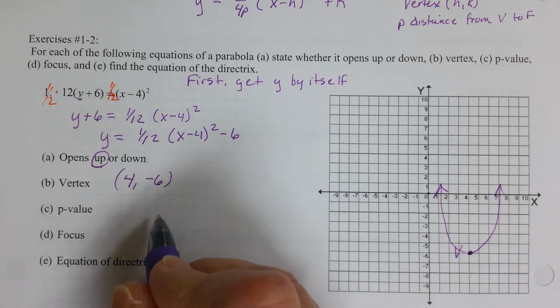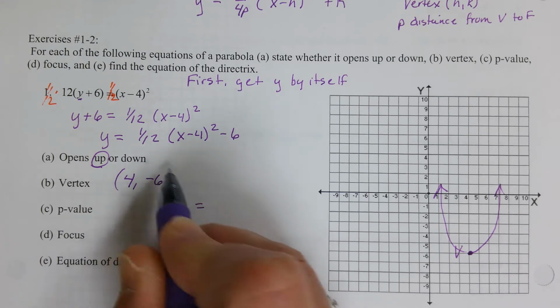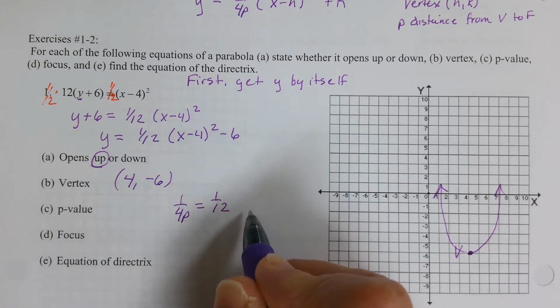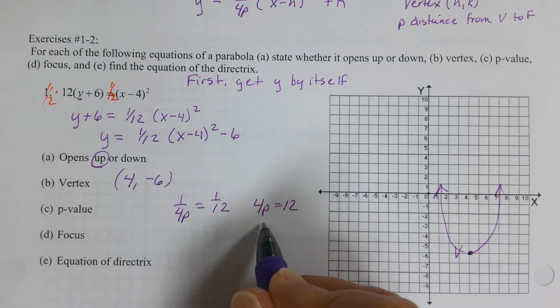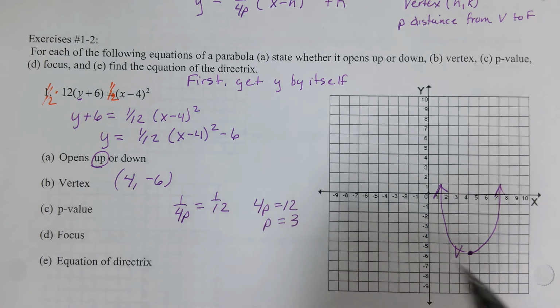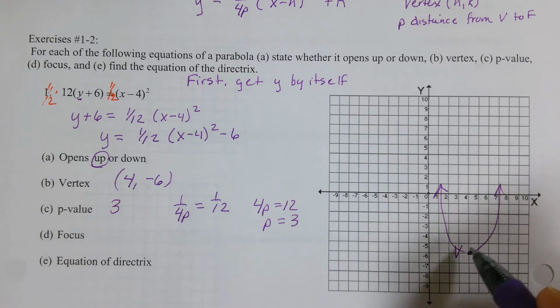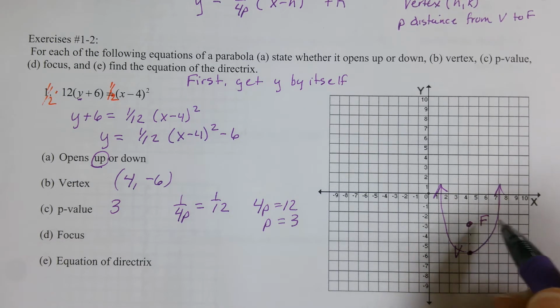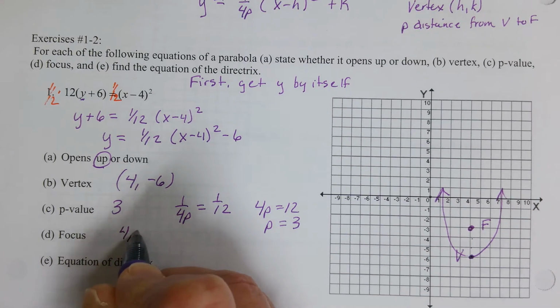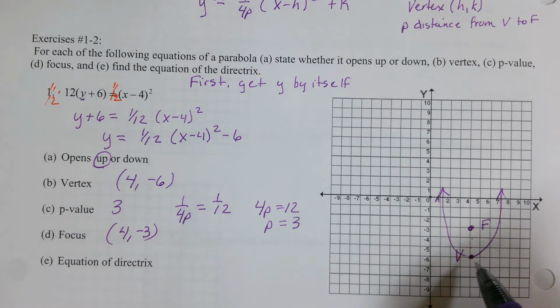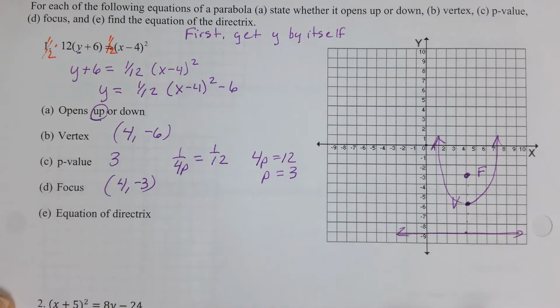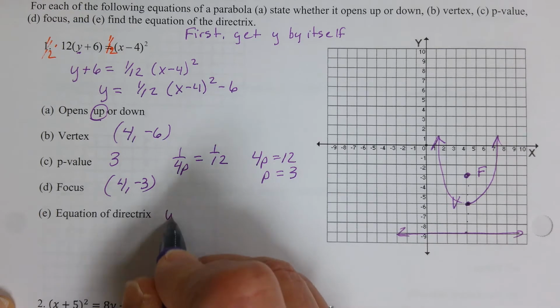The p-value, 1 over 4p, is equal to 1/12. Cross multiply, 4p equals 12. Divide by 4, p equals 3. From the vertex, count up 1, 2, 3. There's our focus at 4, negative 3. And the equation of the directrix, from the vertex, count down 3. Draw your horizontal line. Y equals negative 9.